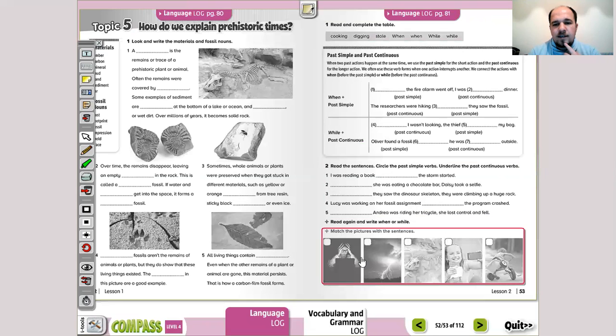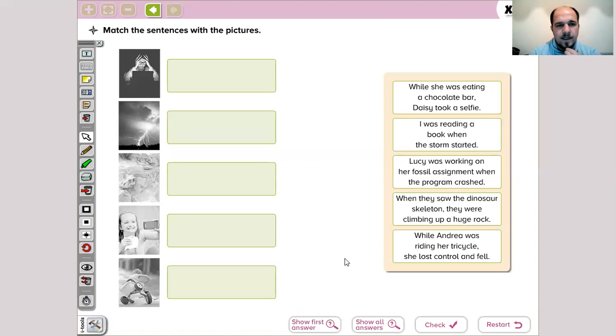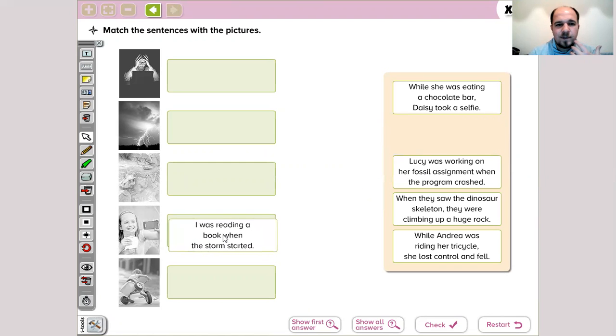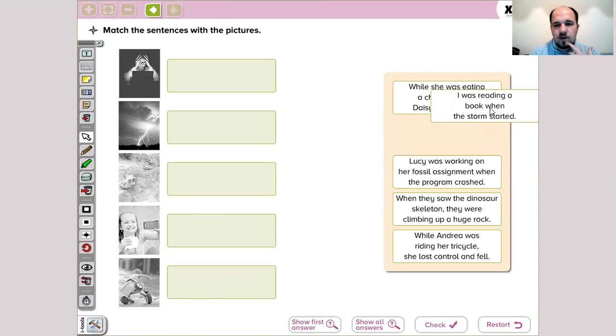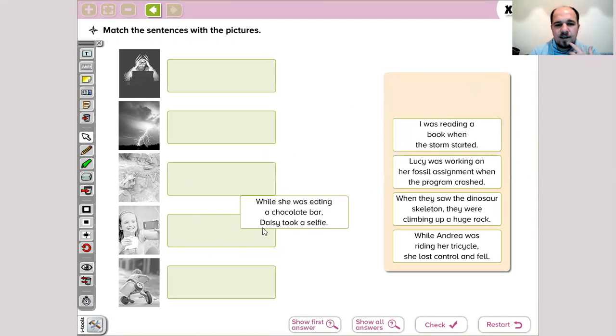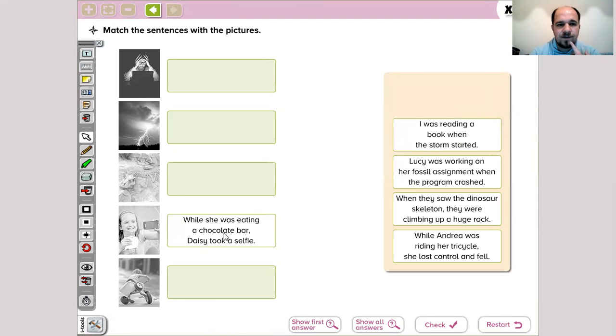Let's do the last activity on page 52. Yeah, now we are going to match the sentences with the pictures. Let me see. While she was eating a chocolate bar, Daisy took a selfie. Yeah, this girl is taking a selfie in the picture. So we can match this sentence with this picture.